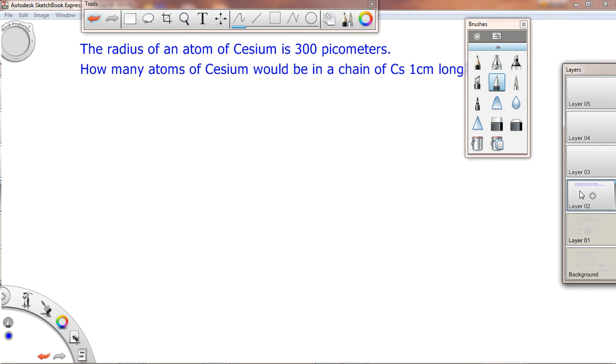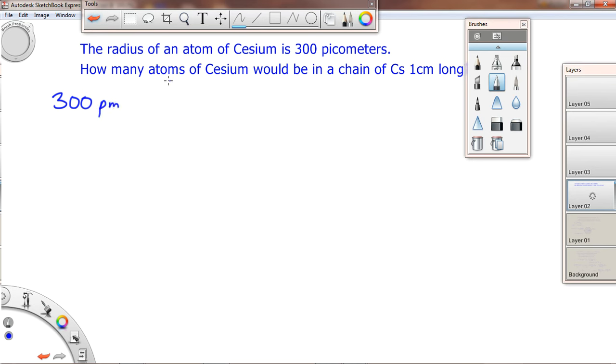The last one was something like this. I don't have the workbook in front of me, so I'm just kind of going on what I remember. I don't remember exactly what this last problem was. But it says the radius of an atom of cesium is 300 picometers. Okay, 300 picometers is an incredibly small distance.